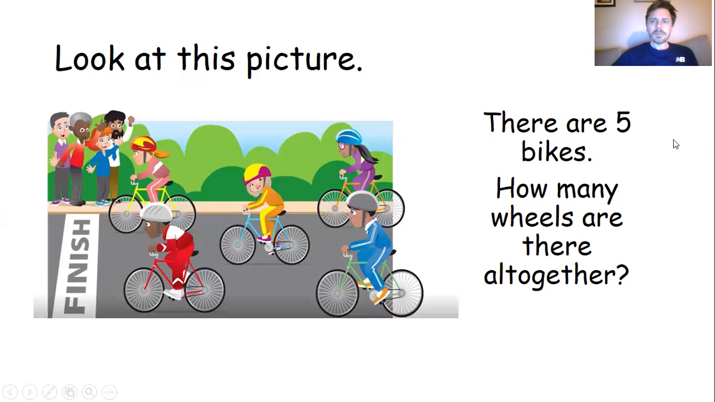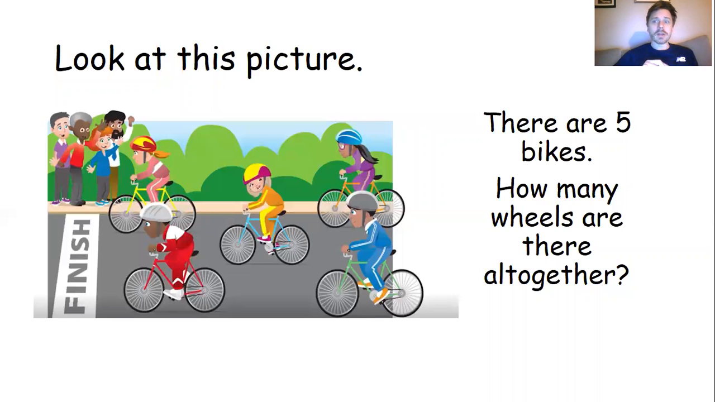So we're going to look at this picture again. We looked at this last session, but I thought it'd be a good place to start, because it's a good way to explain what a word problem is. So there are 5 bikes. How many wheels are there altogether?